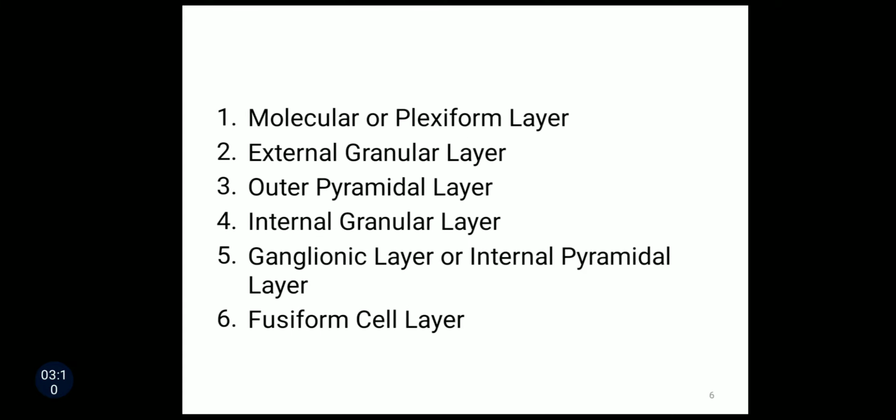The outermost layer is called the molecular or plexiform layer. Then second is the external granular layer. Third one is the outer pyramidal layer. Fourth one is the internal granular layer. Then fifth one is the ganglionic layer or internal pyramidal layer. And the innermost one is the fusiform cell layer. Histologically, these are the layers of cells present in the cerebral cortex.